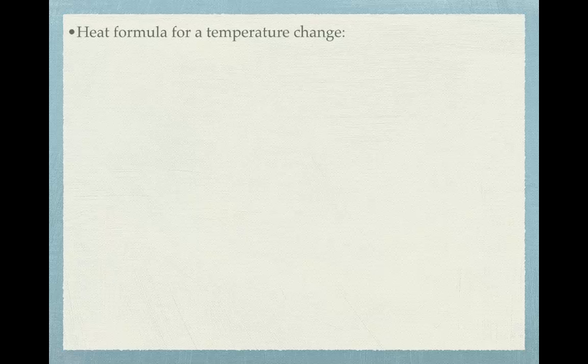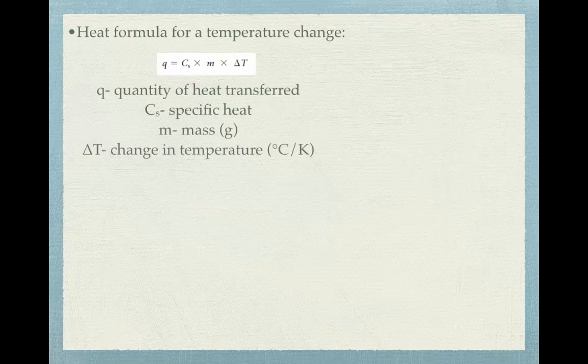So here is the formula for calculating the heat that is involved when you have a temperature change. Q is your heat, Cs is your specific heat, m is your mass, and delta T is your change in temperature, which can either be in degrees Celsius or Kelvin. So what this formula allows you to do is to calculate the heat that is either gained or lost when temperature changes in a substance, or you can calculate the change in temperature that accompanies a specific heat being transferred, or you can calculate the specific heat of a substance. So there are a lot of different things that you can calculate using this formula.